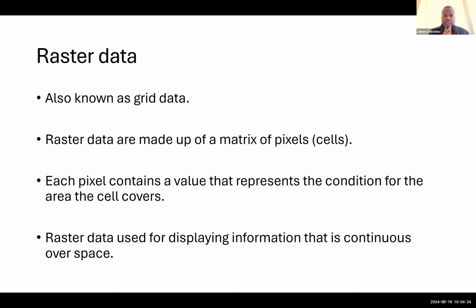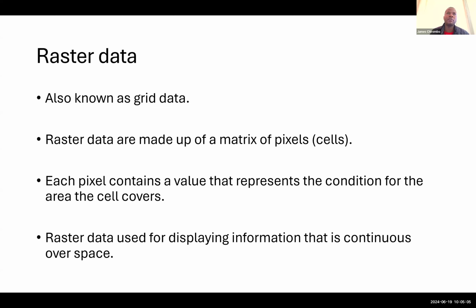The next one is raster data. This is the second format of spatial data. Raster data, also known as grid data. So the main difference with the vector data is that raster data are used to display data that are continuous across space, as opposed to the vector data, which you can use to represent features like a household, a hospital. Those are just points, so it's not continuous. But with raster data, you use it to represent information that is continuous across space.